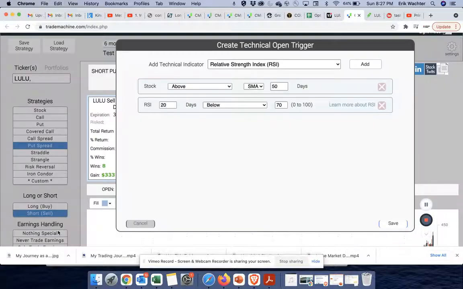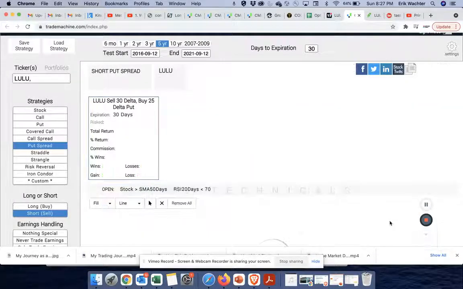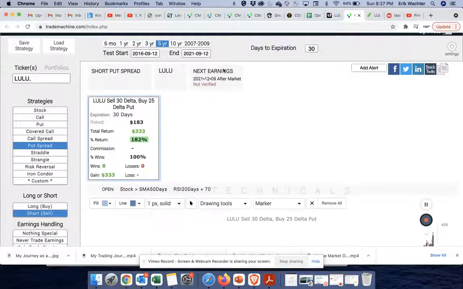And then the technicals for this: it has to be above the 50-day moving average, and the RSI has to be below 70. The RSI parameter is just making sure that the stock is not overbought. And then being over the 50-day moving average is just making sure there's some technical strength in the stock, okay? So we're going to sell the 30 delta and then buy the 25 delta, okay?